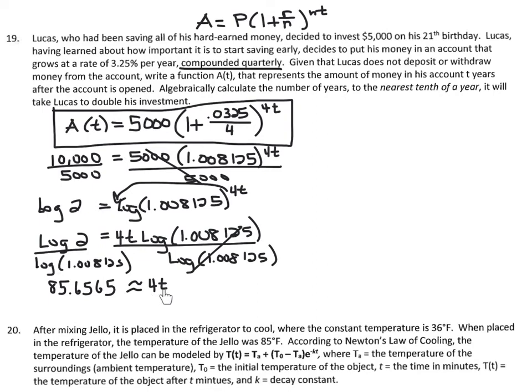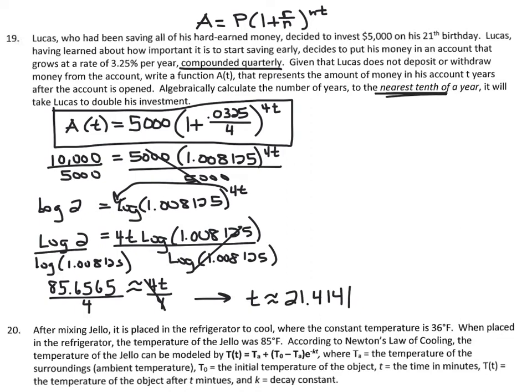So to get t by itself, we're going to have to divide both sides by 4. In my calculator, I don't want to plug in this rounded number on my paper divided by 4. I want to use that entire number that's in my calculator and just hit divided by 4. All right, and when I do, it shows me that t is equal to approximately 21.4141 years.